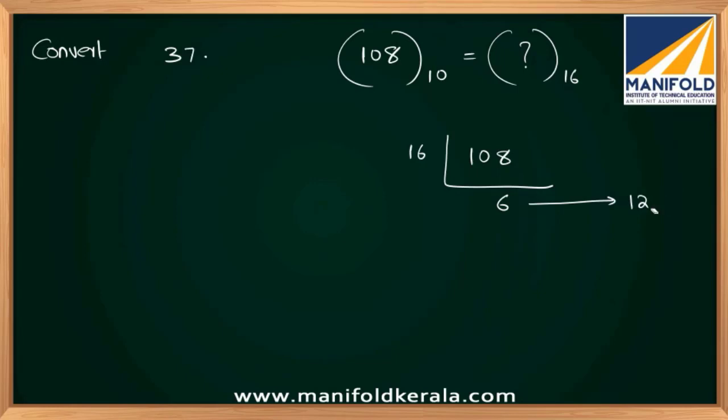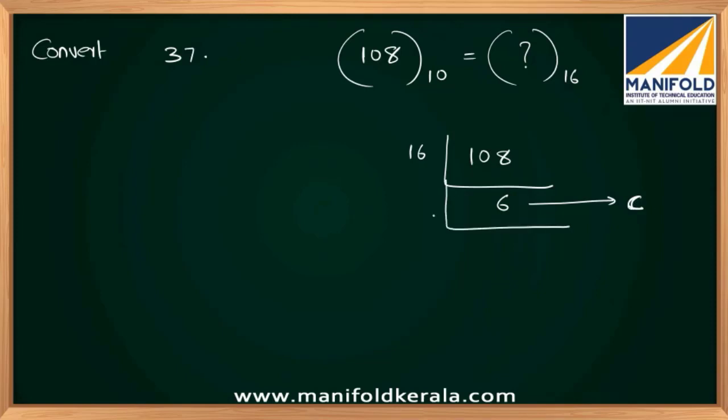What is the corresponding symbol for 12 in hexadecimal? I mean, the remainder is 12, we know that. But what is the corresponding symbol for 12 in hexadecimal? It is C. So you have to write the remainder as C, right?